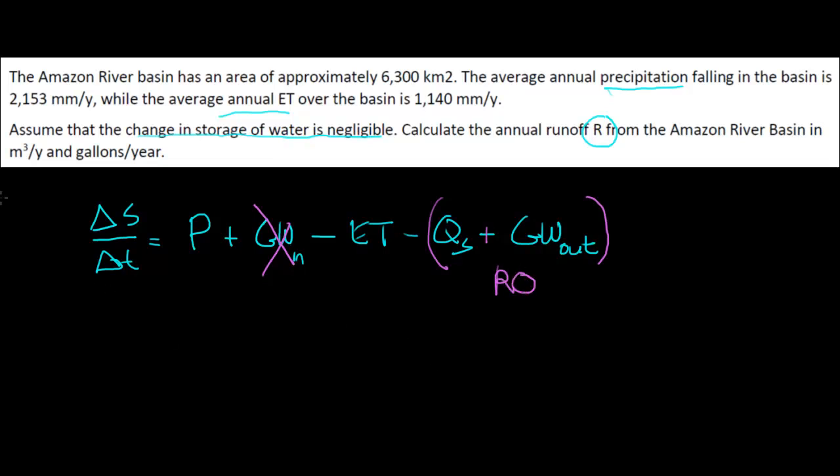So we can write the storage equation then as delta S over delta T equals P, that's precipitation, minus evapotranspiration, minus runoff. And runoff can therefore be seen, when the storage is zero, as the excess of precipitation over evapotranspiration and is often considered to be the water that's available for human use. So in this case, it's a pretty simple problem.